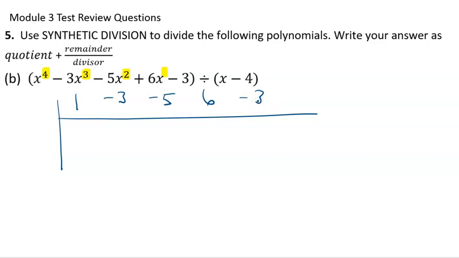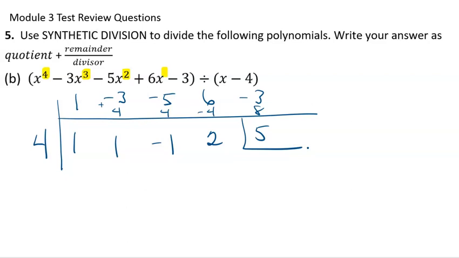What goes out front? The 0 for x minus 4. And if I set x minus 4 equal to 0, I get 4. Okay? 1 comes directly down. 4 times 1 is 4. And I'm going to add that to that negative 3, and that's going to give me 1. 4 times 1 is 4. I'm going to add that to negative 5. That gives me negative 1. 4 times negative 1 is negative 4. Added to 6 gives me 2. 4 times 2 is 8. Added to negative 3 results in 5.